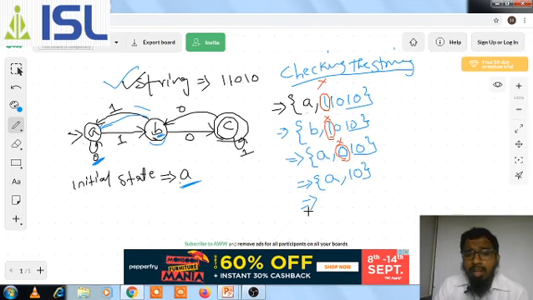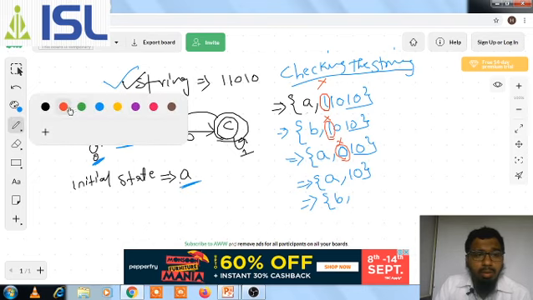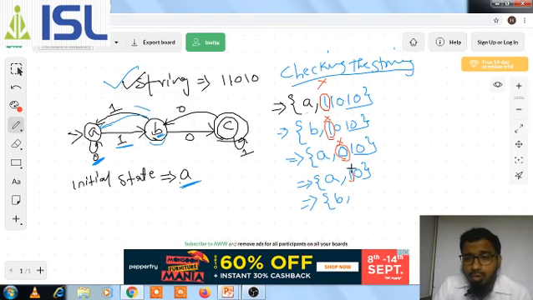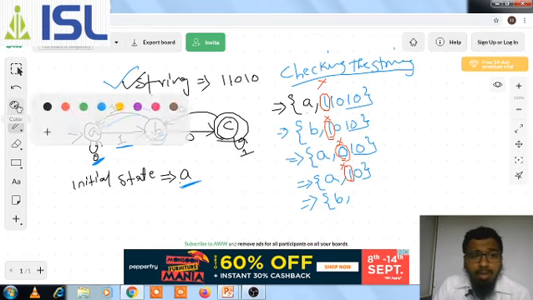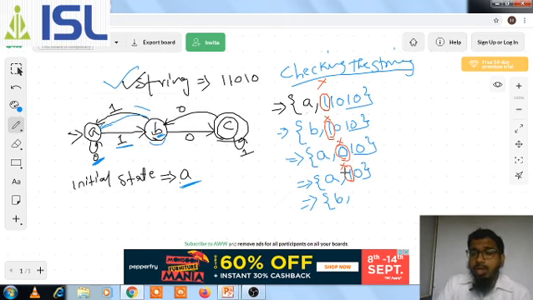Next, here A, if A is 1, where is it going? If A is 1, it is going to B. So you need to write B, comma, and remove this one because we already reached there. So here the remaining string is 0 only.